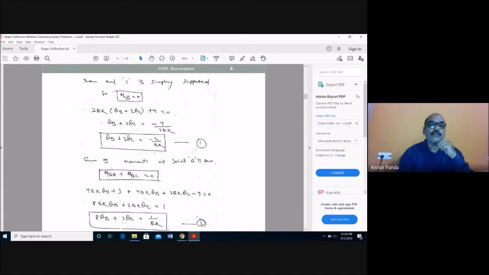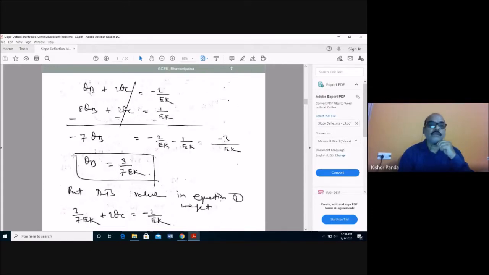Then the next equation is the sum of moment at joint B is equal to 0. MBA plus MBC is equal to 0. Then here you put the MBA and MBC values. After simplification, you will get 8 theta B plus 2 theta C is equal to 1 by EK. This is equation 2. Then after solving equations 1 and 2, you will get the values of theta B and theta C.